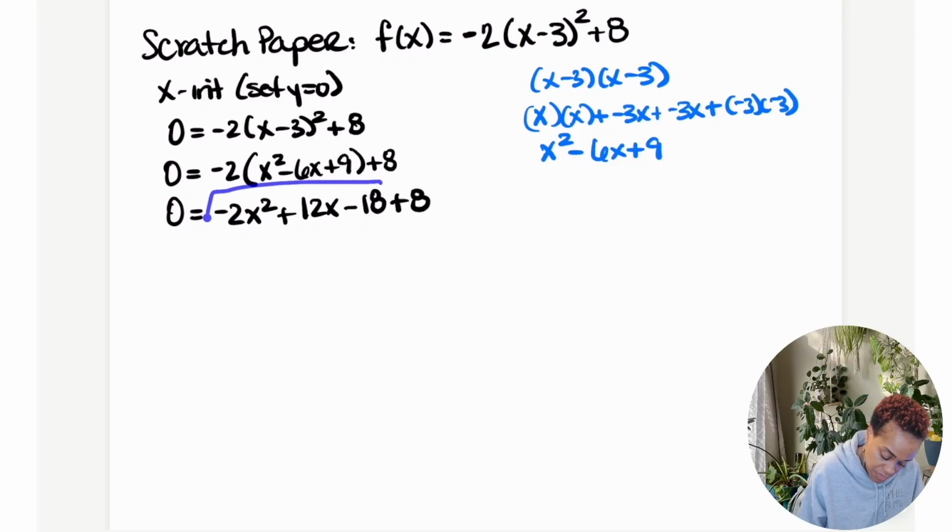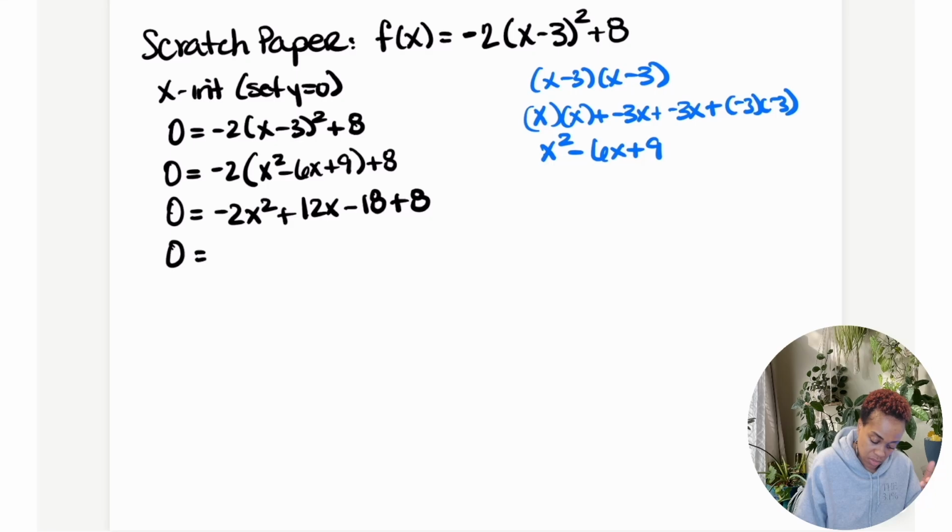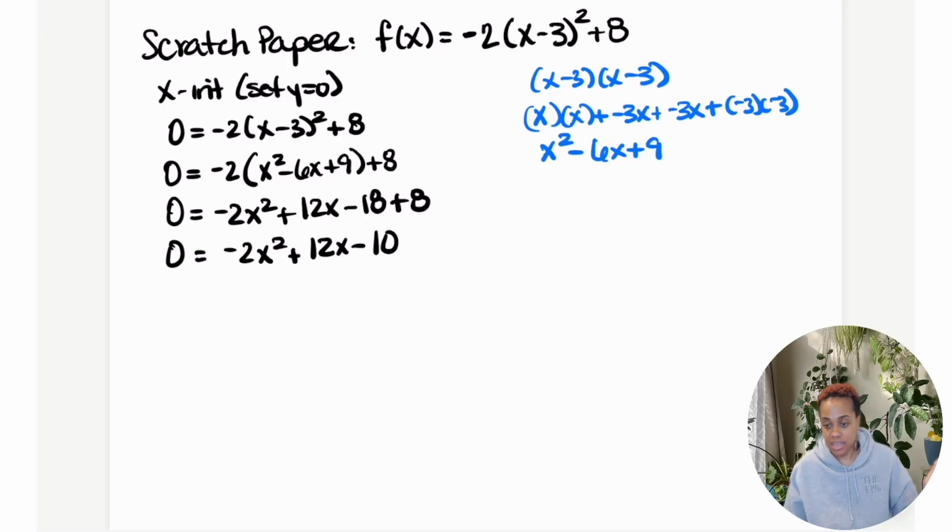So we did this part here, and we brought the 8 down. All right? So now, yes, we can combine like terms. We have a negative 18 and a positive 8. So we have 0 equals negative 2x squared plus 12x minus 10, because negative 18 plus 8.